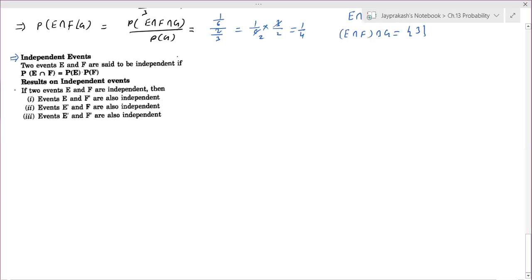Now the results for independent events are: let E and F be two independent events. Then first, E and F dash are also independent. Then E dash, meaning the complement of E, and F are also independent. And the last one is that the complements of both, E dash and F dash, are also independent.